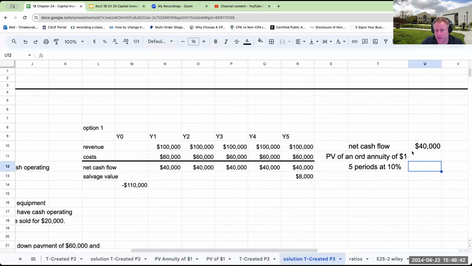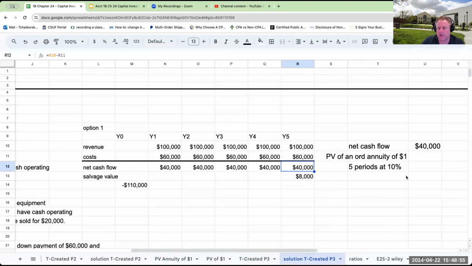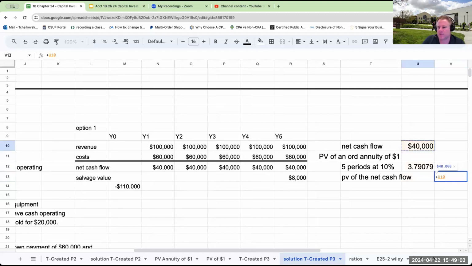Why is it an annuity? It's the same amount each single year. We call it an annuity. So over here, 5 periods at 10% is 3.79079. So the present value of the net cash flow is going to be 40,000 times 3.79079, or 151,632.